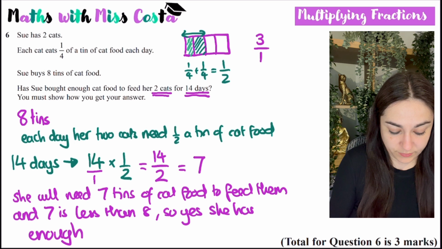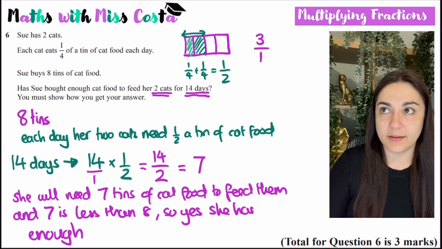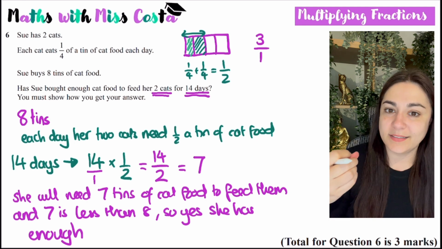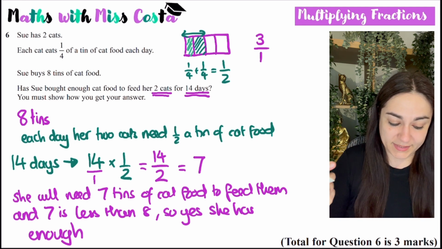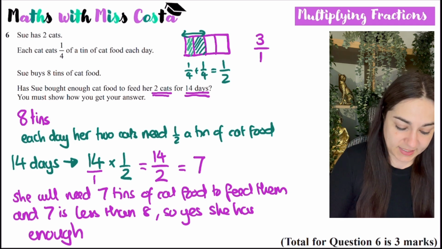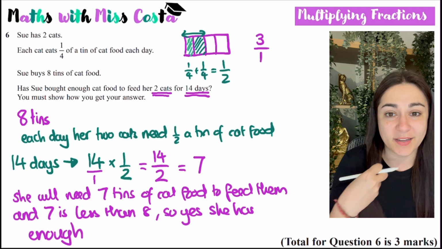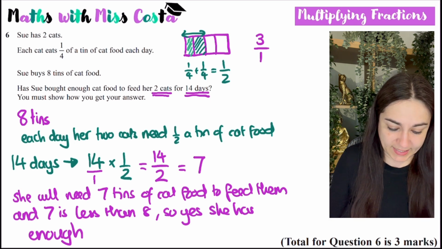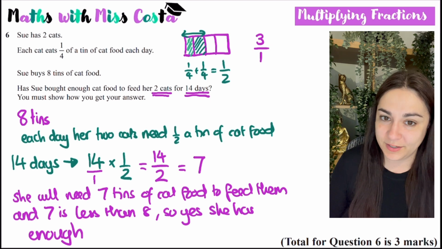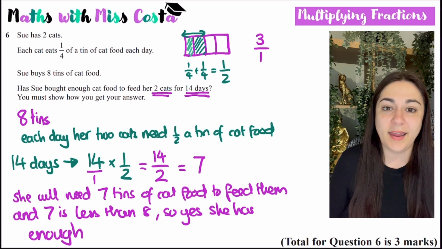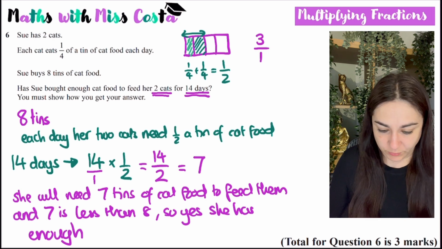Now it's really, really important. If a question is asking you, does someone have enough money? Does someone have enough of this? You need to say yes or no. But it also says you must show how you got your answer. So you need to show your working out as well. If you only say yes and you only say no and there's no working, you're going to get no marks. Similarly, if you show your working but you don't have a conclusion, you're not going to get your conclusion mark. So it's important to show your working and say what you conclude based on your working out.